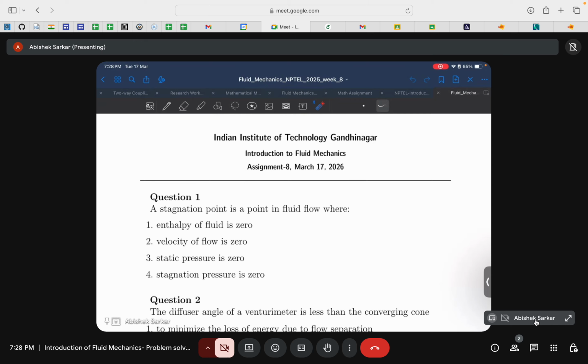So the first question is, a stagnation point is a point in a fluid flow where: 1. Enthalpy of the fluid is 0, 2. Velocity of the fluid is 0, 3. Static pressure is 0, 4. Stagnation pressure is 0.